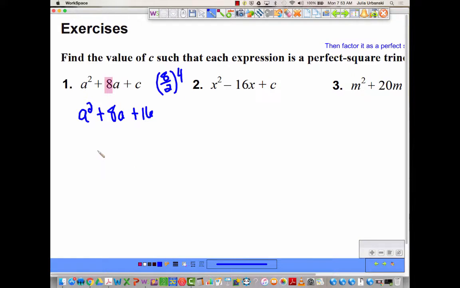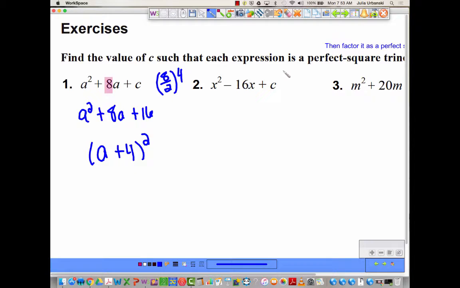Okay? And the last thing you have to do is write this as a perfect square. What's the first number going to be? A. What's this one going to be? Say louder. 4. And that's it. We're going to be using that tomorrow. This is an introduction. Tomorrow you're going to be using that and just squaring both sides.